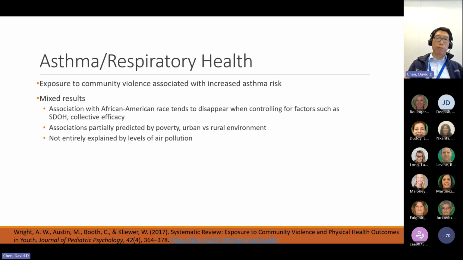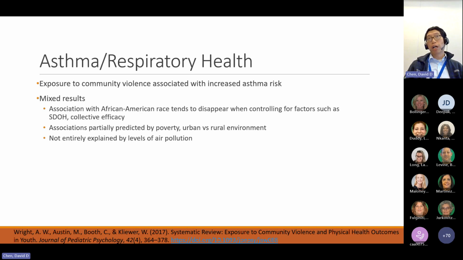One of them is asthma and respiratory health. And there have been a series of these studies done that found that there is a correlation between exposure to community violence and increased asthma risk. That said, the results have been mixed. And these were mainly retrospective studies. What they found was, for example, an association of African-American race with asthma risk, but that association tended to disappear when you start controlling for other factors such as social determinants of health or collective efficacy, poverty, a rural versus urban environment. And this goes back to those structurally violent situations that set up someone for worse health outcomes, arguably in general.